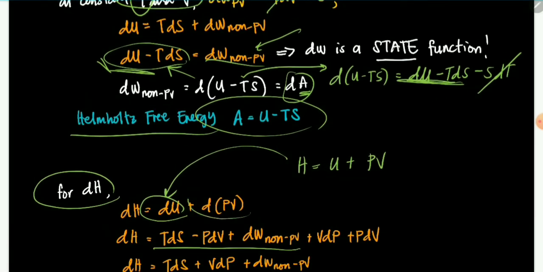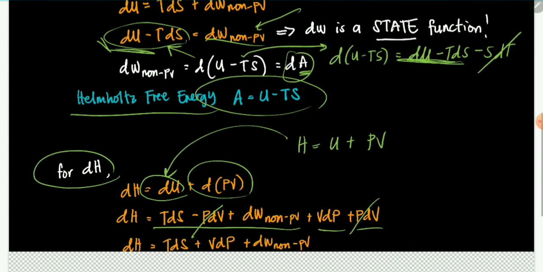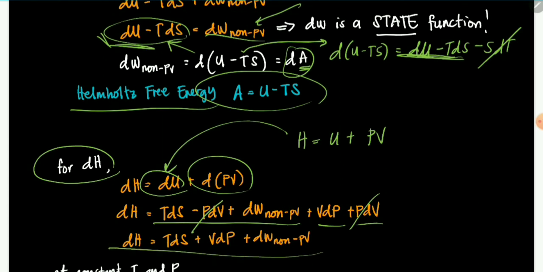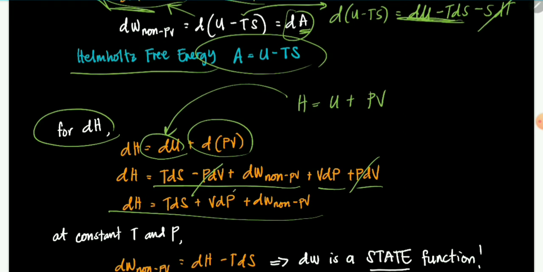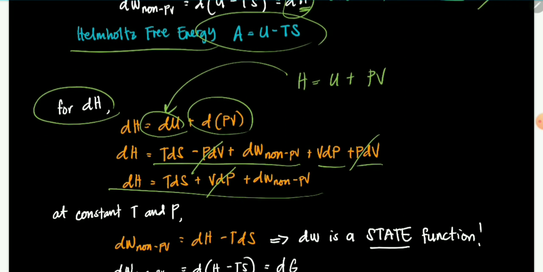Tapos we have the derivative of PV, which is VdP plus PdV. So makakancel yung negative PdV and PdV na positive. So ito yung result niya. dH is equal to TdS plus VdP plus the non-PV work, which is dW. So, isa-set natin yung conditions at constant temperature and pressure para mawala yung VdP. Okay? So, ang matitira dyan ay dW non-PV equals dH minus TdS. So, ililipat natin yung TdS dito para maging dH minus TdS siya. Since dH and TdS are both state functions, state function din yung ating dW at constant temperature and pressure.